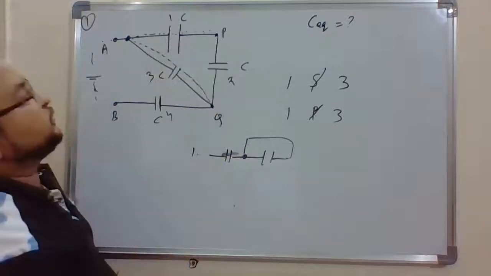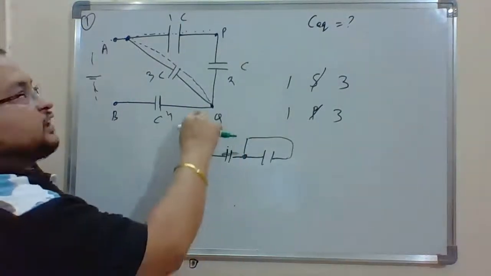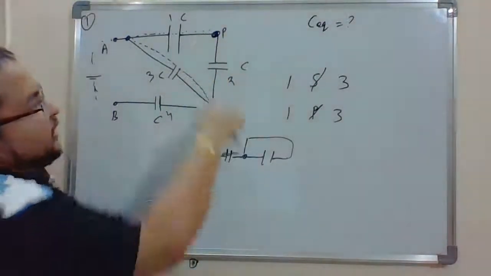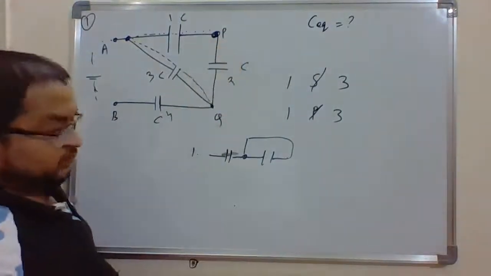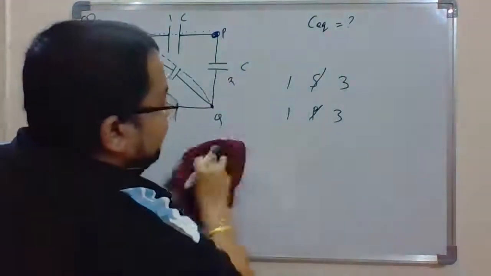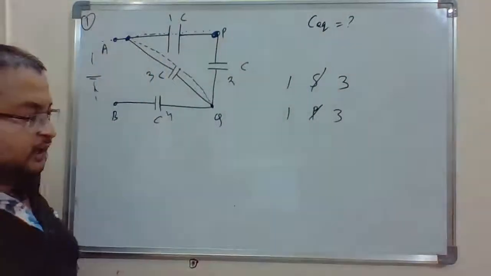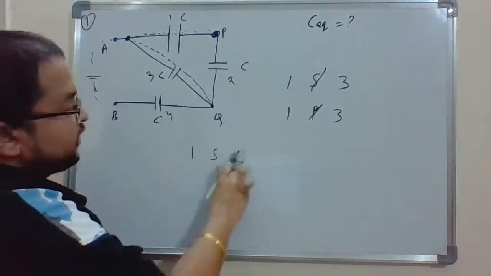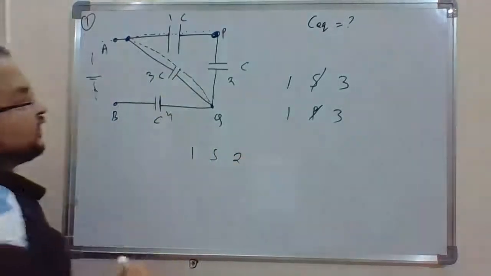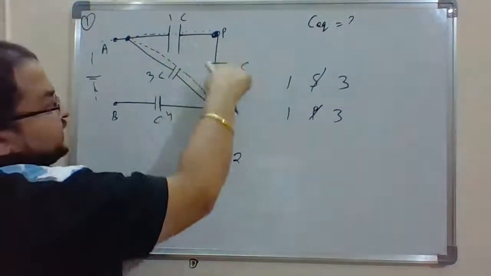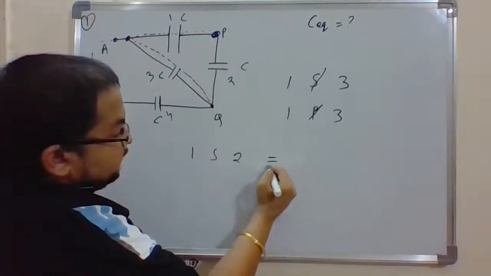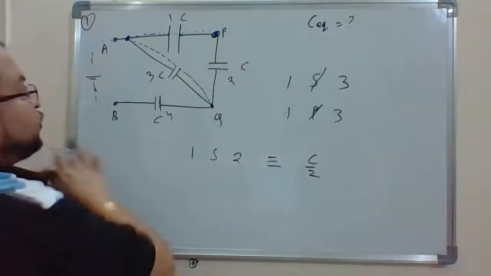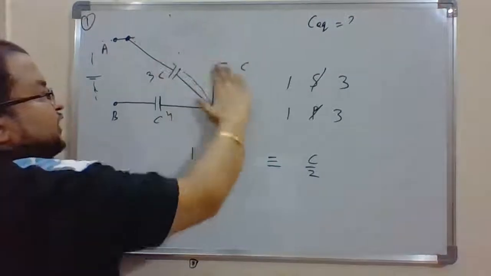Now let me see if it is possible with others. Let us see between 1 and 2. Yes, 1 and 2 meet at point P, and there is no other disturbance. So in this case, 1 and 2 are a happy lovers couple, and they are in series. If 1 is in series with 2, and this is C and this is C, what will be the equivalent capacitance? The equivalent capacitance would be C by 2. Now, if the equivalent capacitance is C by 2, very simple, I would remove both of them.